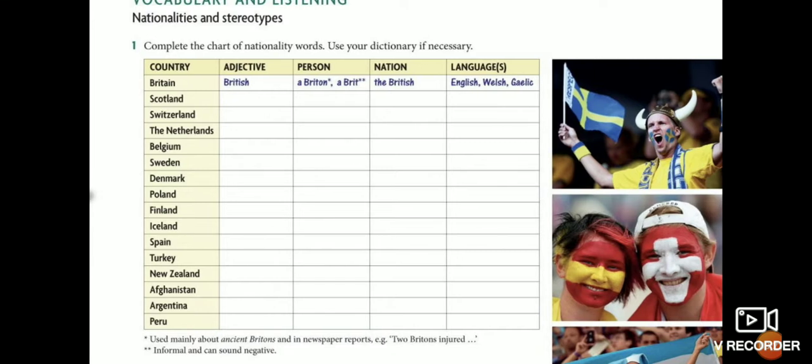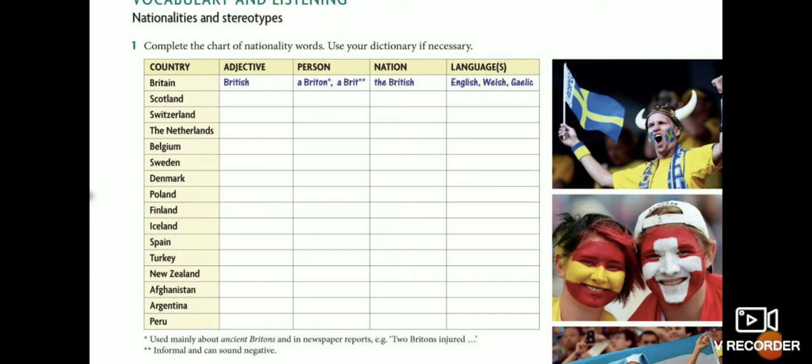In the chart. So it's about the countries and the nationality, and then you complete the chart. So then in the chart you have country, you have adjective, you have person, you have nation, and you have languages. Okay. For example, country Britain, adjective British, person you can say a Brit or a Briton, nation the British, okay, and the languages English, Welsh, and Gaelic.